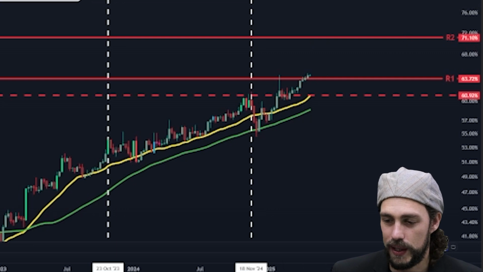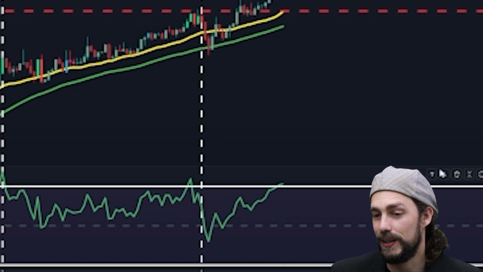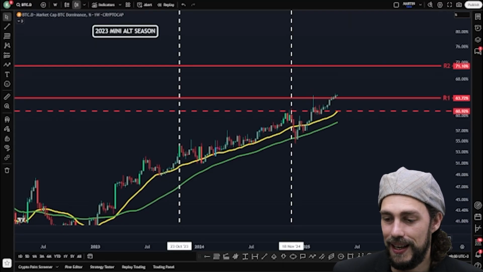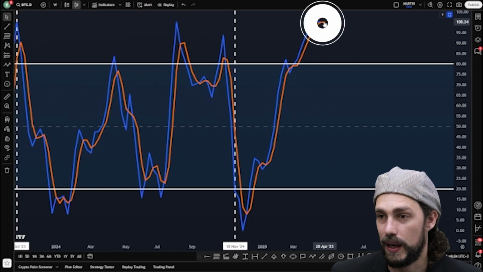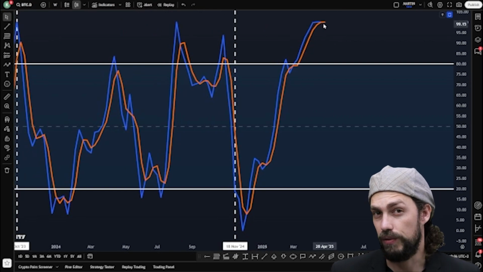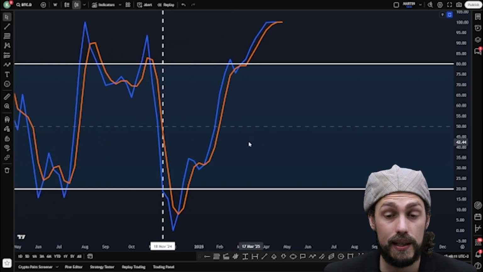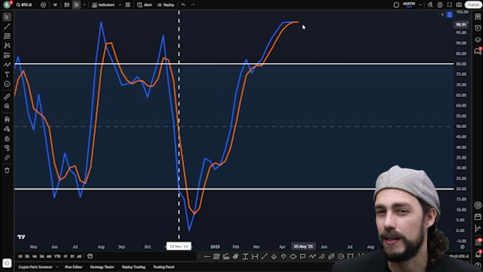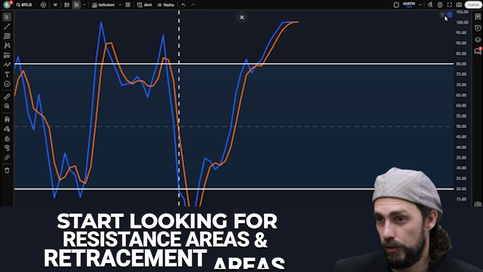Looking at the momentum as well, we can see that the RSI is trailing way above the 70 level with these overextended periods in the market. And if we look at the stochastics RSI, we can see that the momentum is all the way up at roughly 100. So the momentum is very strong in Bitcoin's favor, but we also need to look at this as a contrarian indicator. When the momentum is so high, it doesn't stay that high very often. So we should start looking for resistance areas and retracement areas for Bitcoin itself.